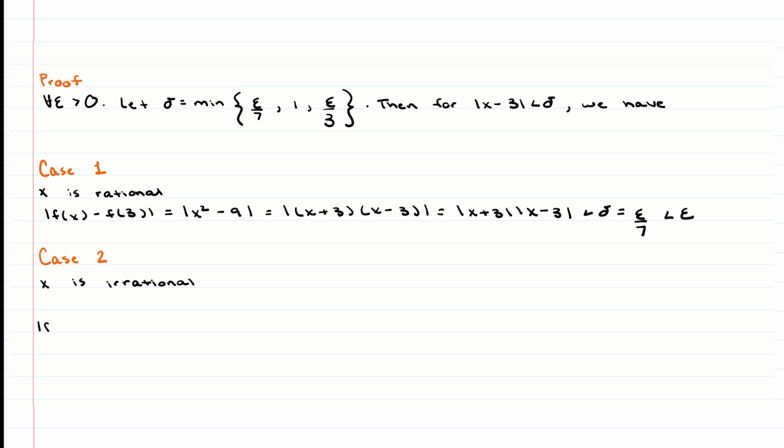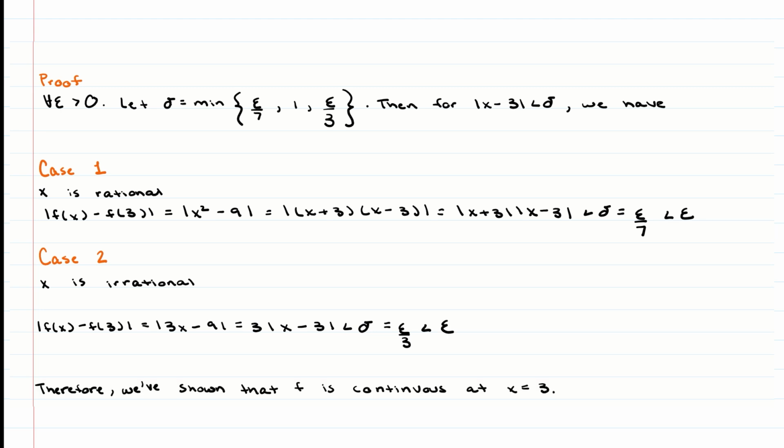We've got the absolute value of f of x minus f of 3. This equals the absolute value of 3x minus 9. Factoring out 3, we have 3 times the absolute value of x minus 3. And this is less than delta, which equals epsilon over 3. And epsilon over 3 is less than epsilon. So therefore, we've shown that f is continuous at x equals 3. And there you have it. We've proven that our function is continuous at x equals 3.